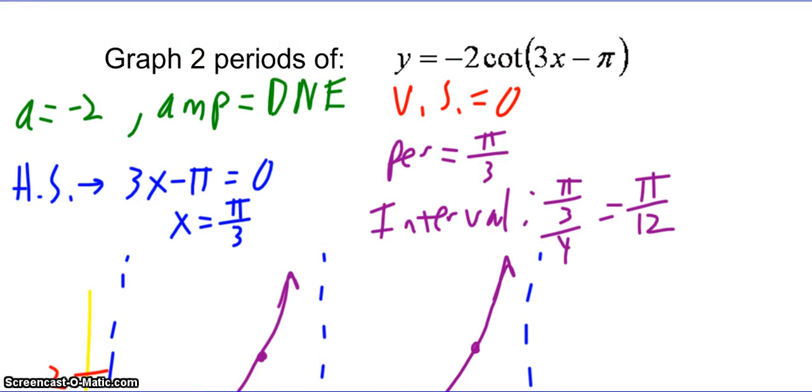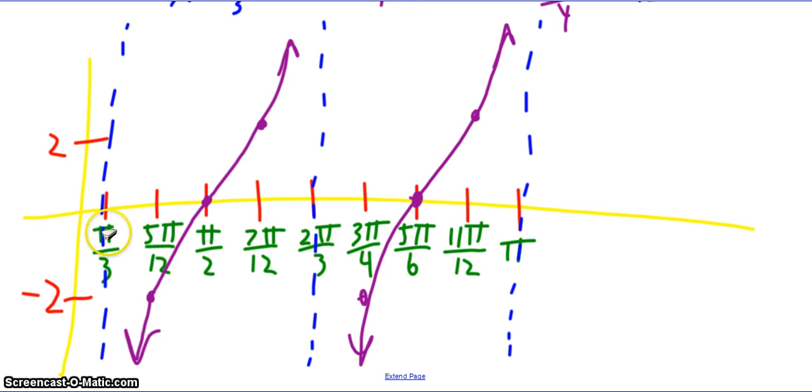Let's talk real quick about how we got that. We have an A value of -2. Our amplitude does not exist. I'm just trying to make sure we remember that those relate, but they're not the same. The vertical shift is 0. Our horizontal shift, which is also our starting x value for cotangent, is x equals pi thirds. The period is also pi thirds. The interval are pi twelfths. So now I'm going to start at pi thirds and count up by pi twelfths. That's how I got all of my values.